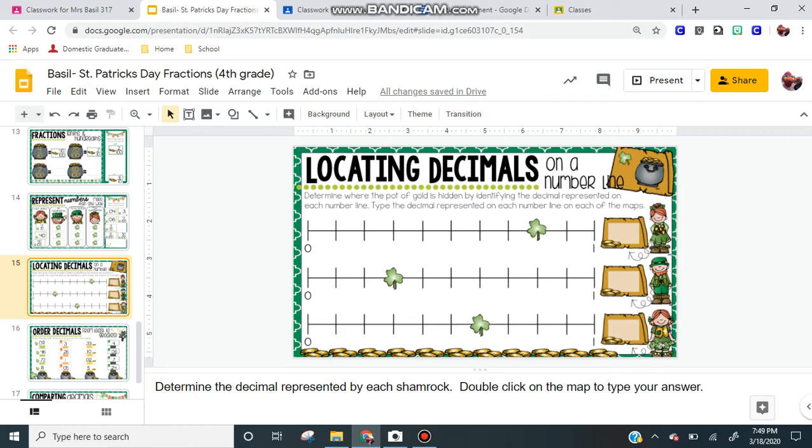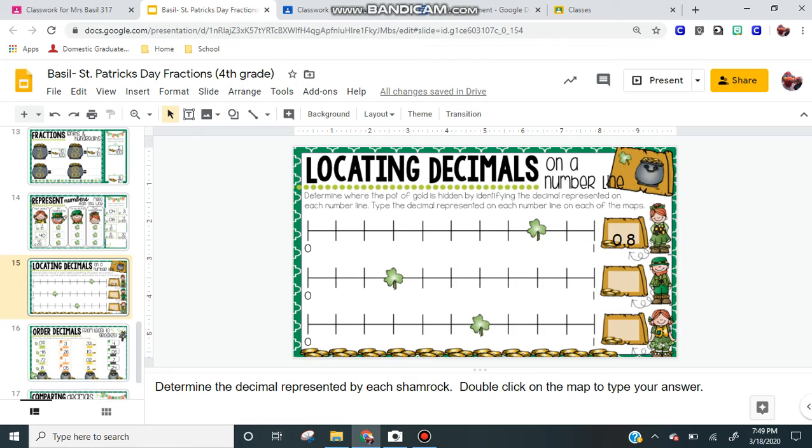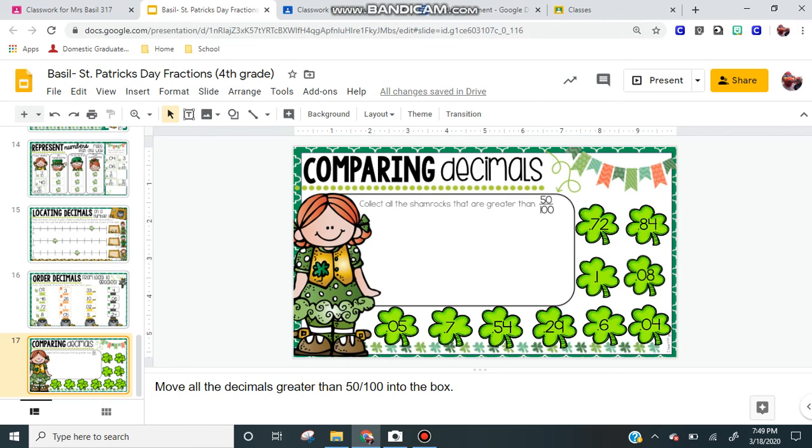Determine, so there's 10 sections on this number line. So where is the four-leaf clover? So it's 1, 2, 3, 4, 5, 6, 7, 8. So then you would type in 8/10ths in the box. Yeah, decimal, okay.